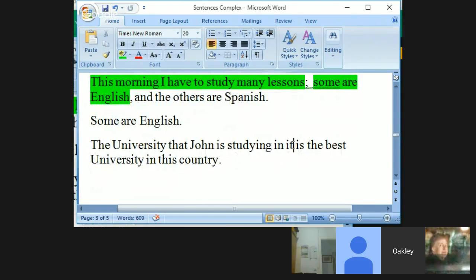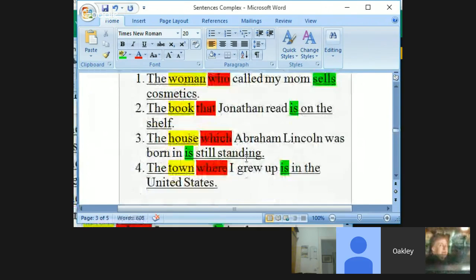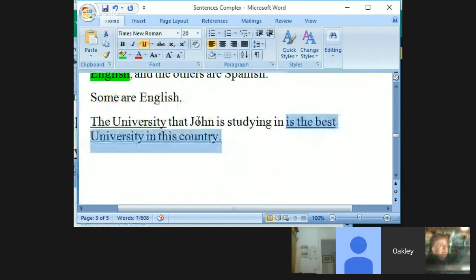So this is redundant and unnecessary. So underlining, if we're gonna, like the other part. The university is the best university in this country. And there are dependent clauses there in the middle. That's exactly what we were trying to accomplish.